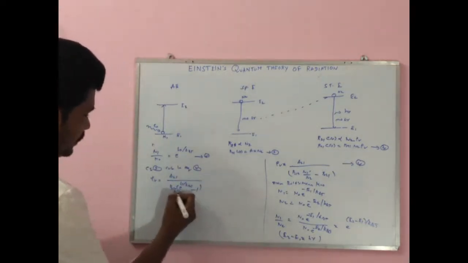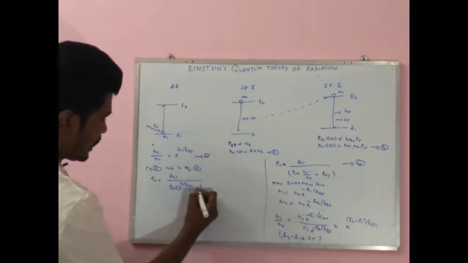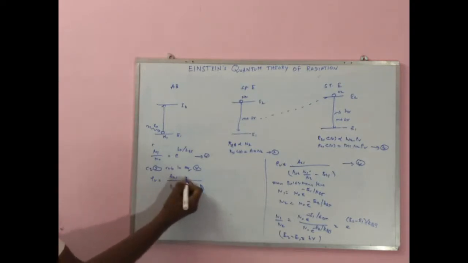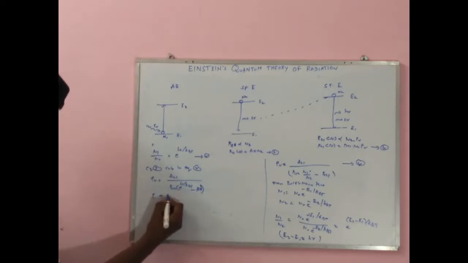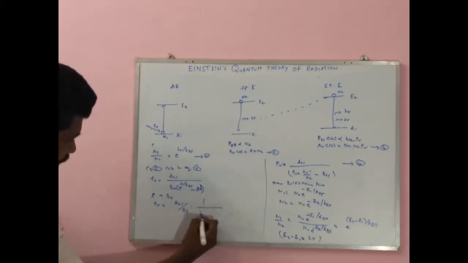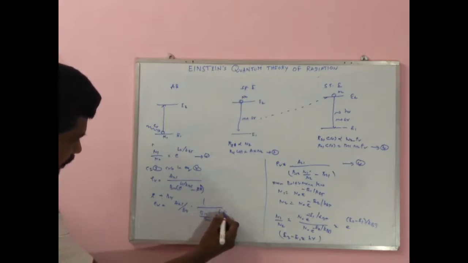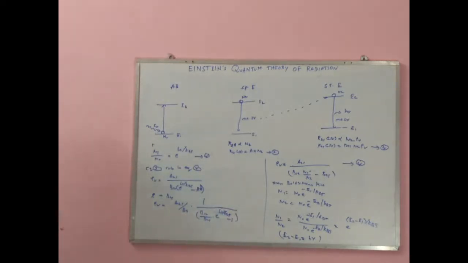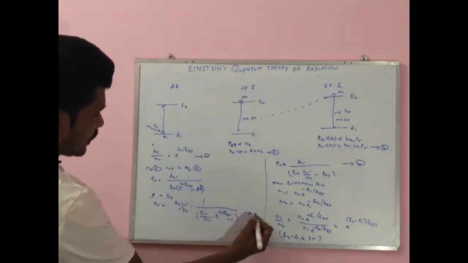Sorry, going to B21 and B12. Now we divide both by B21. So rho v is equal to A21 divided by B21, over B12 divided by B21 times e power h mu divided by kBT, minus 1. Okay, that is the answer. This is equation number 6.